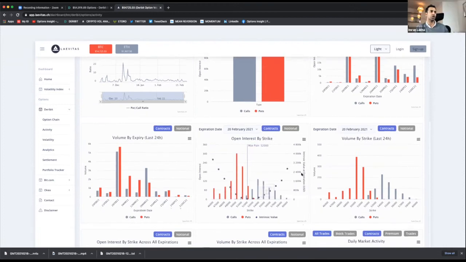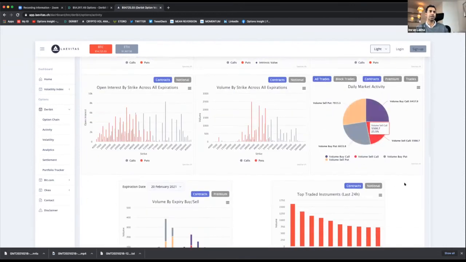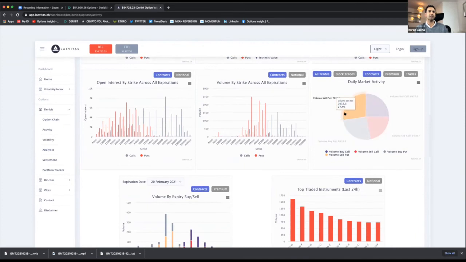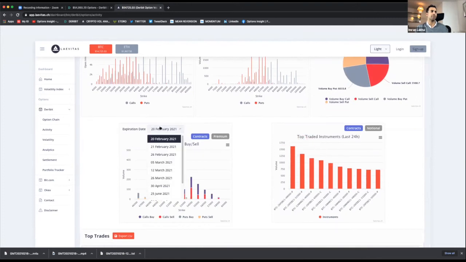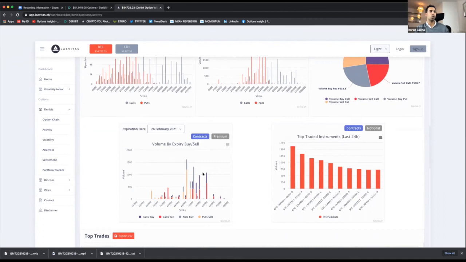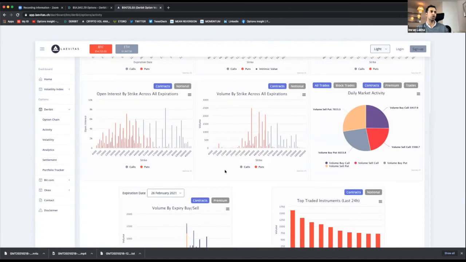So I can look here and see very quickly that today the daily market activity was pretty even between buying and selling puts, buying and selling calls. There was no dominant trade that people were doing. But I can say, next week's options, we said 26th of Feb, where's the open interest? Where's the volume?